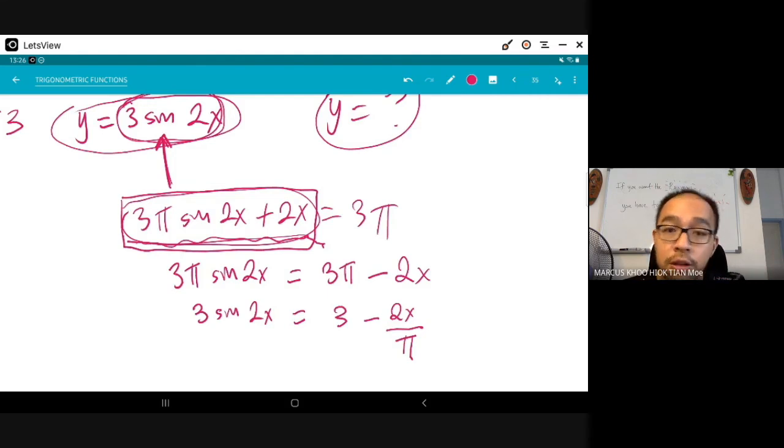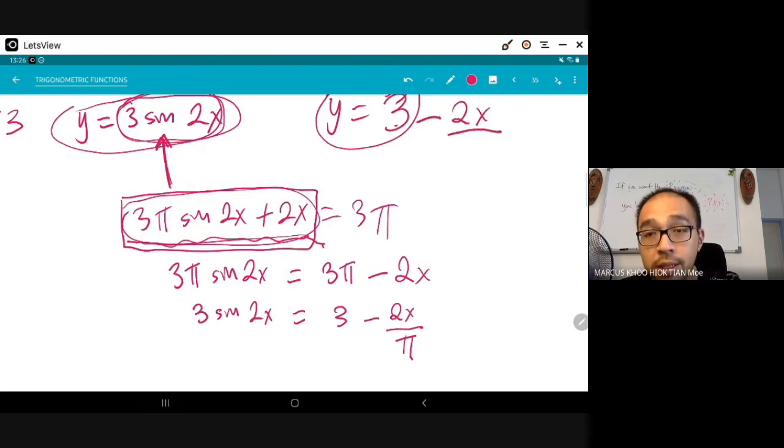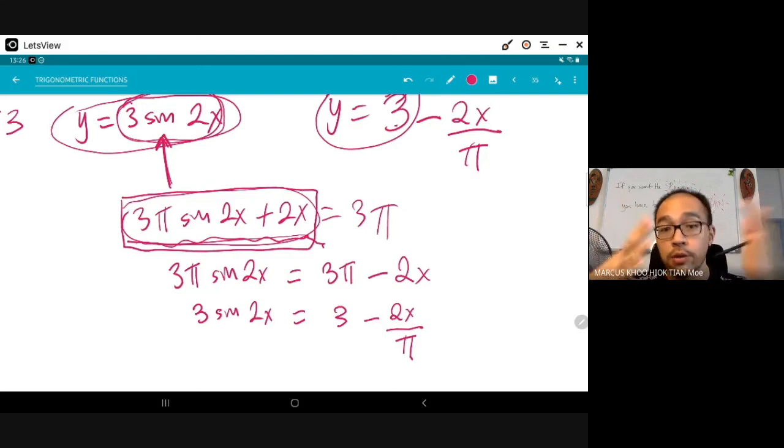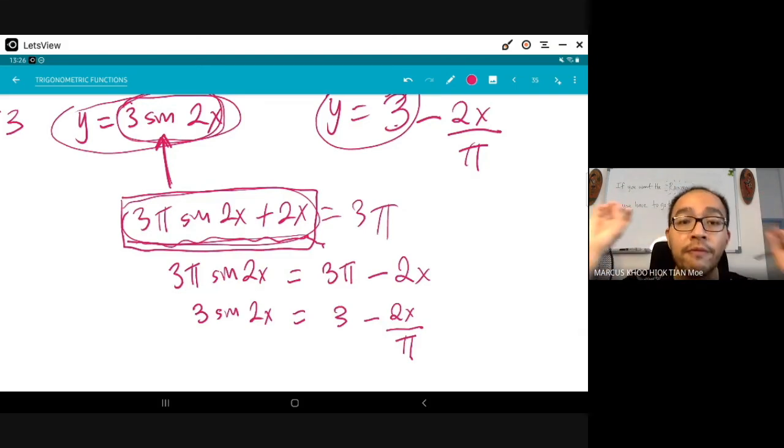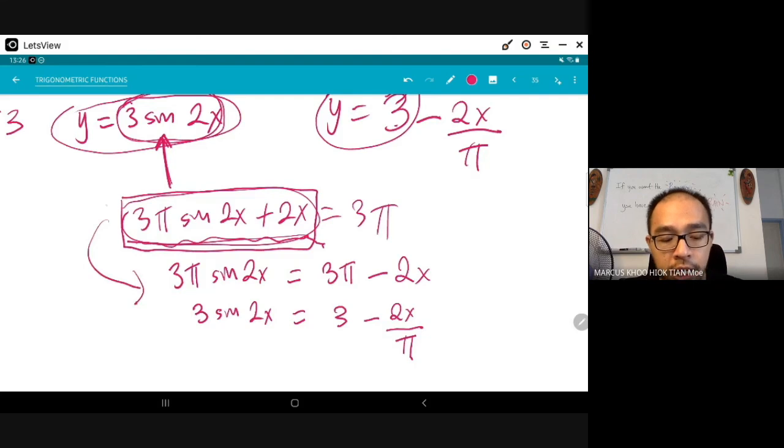Right? 3 sine 2x is a trigonometric graph. What is my algebraic function? It is 3 minus 2x over pi. Once you have that, you can do the same process that we did before: draw the trigonometric graph, draw the straight line, find the number of solutions. But what I want to emphasize is this skill of changing the given.